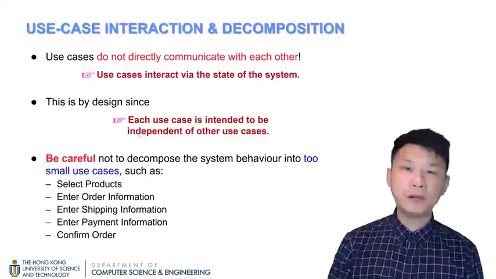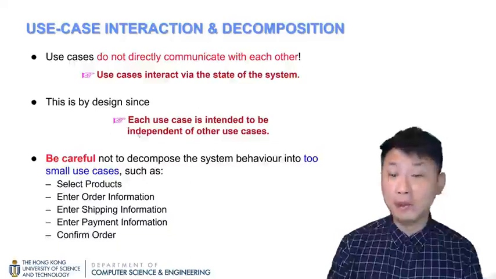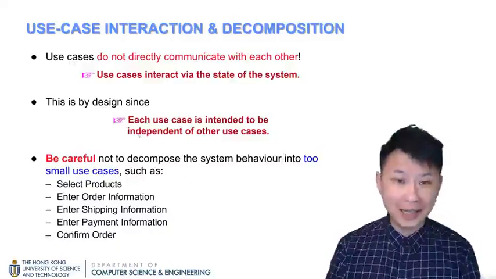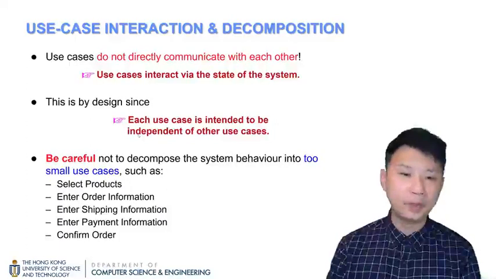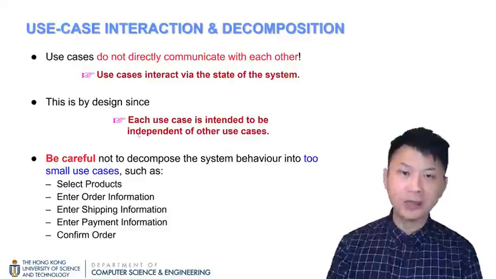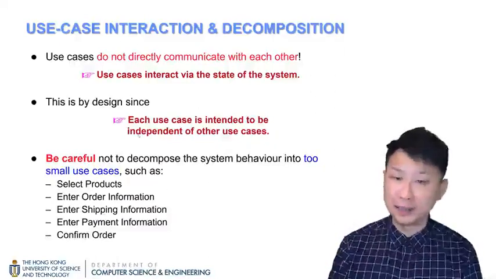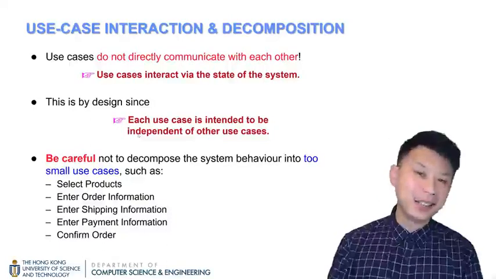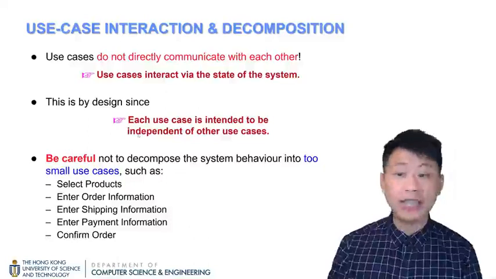So that's why when you come up with your use cases, try not to decompose the system behavior into too small use cases. For example, select products, enter order information, enter shipping information, enter payment information, and then confirm order. So they are too small. Again, they are simply part of the story, but not the entire story. Since they are just part of the story, very likely the small use cases will depend on each other.